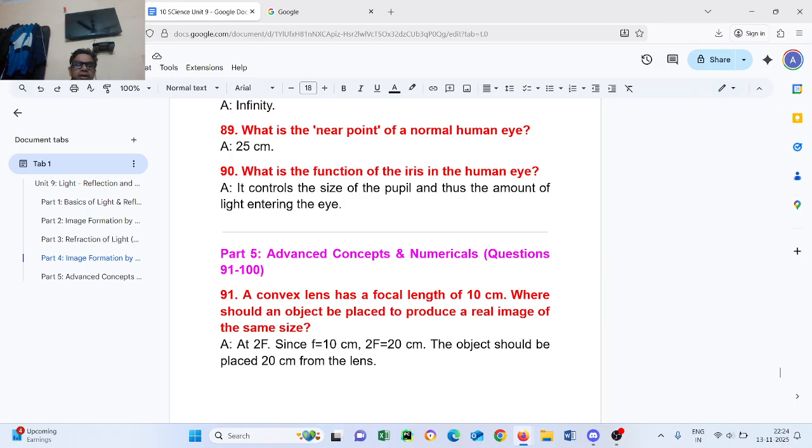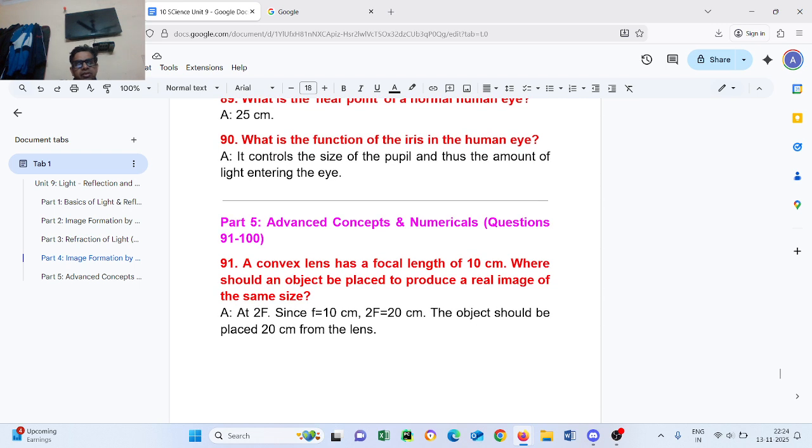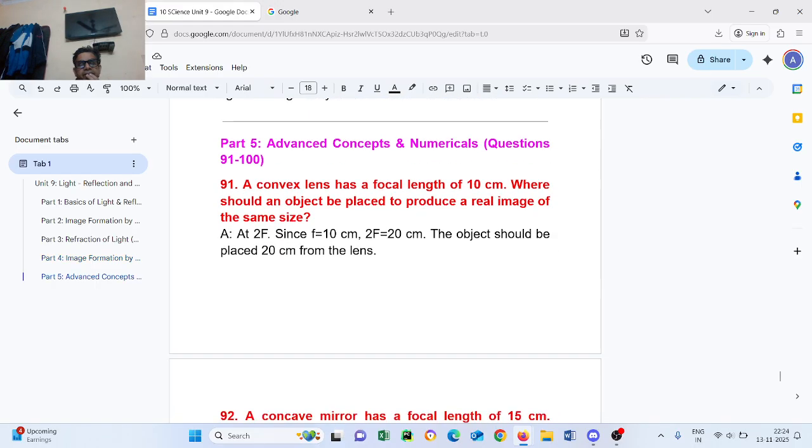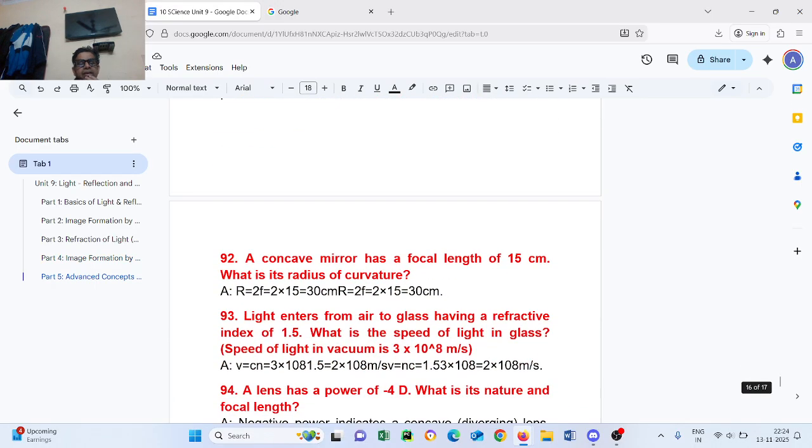Now part 5, advanced concept and numerical questions. Question number 91 to 100. A convex lens has a focal length of 10 centimeters. Where should an object be placed to produce a real image of the same size? At 2f, since f equal to 10, 2f equal to 20. The object should be placed at 20 centimeters from the lens.